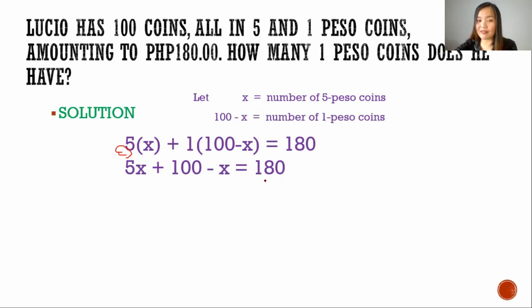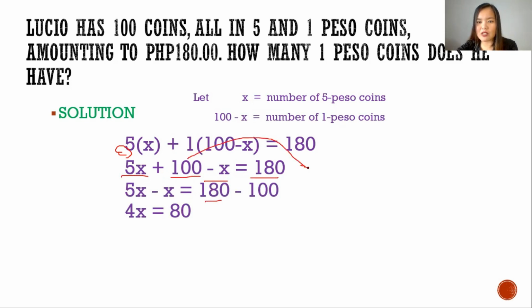And then combining like terms, pagsamahin natin yung 5x at negative x. So 5x minus x, that's 4x. And then yung kabila, 180. And then yung 100 going to the other side, that will equal to negative 100. So, 5x minus x, that's 4x, equals 180 minus 100, that's 80.